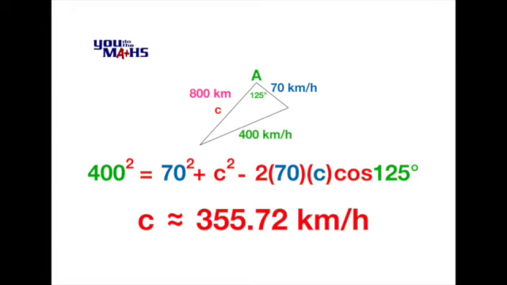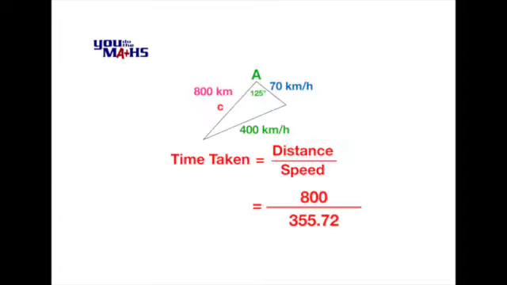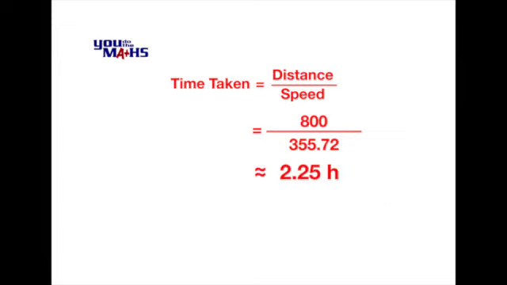Now what we need to do is answer the question, which is ask how long will the time be to take that journey. Whilst we are talking velocity vectors here, the formula that we're going to use is the same because we're assuming a constant speed. So the time taken is the distance covered divided by the speed. We know the distance covered in the original question was 800 kilometers, and we have a velocity, or in this case applying it as a speed, of 355.72. When we do that calculation, we get 2.25 hours.